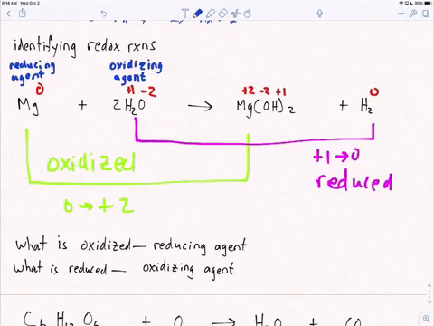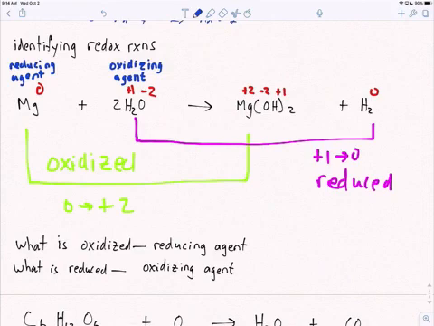So it's what you deliver. Can you say that one more time? So the species, compound, whatever, that is oxidized is the reducing agent. It delivers reduction. And the species that's reduced is the oxidizing agent.